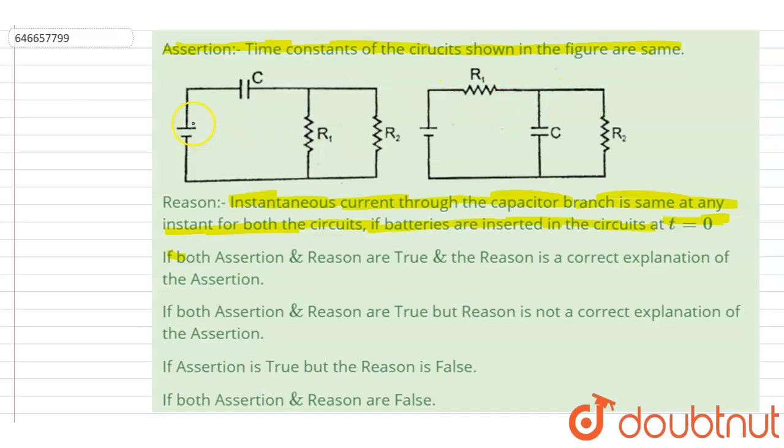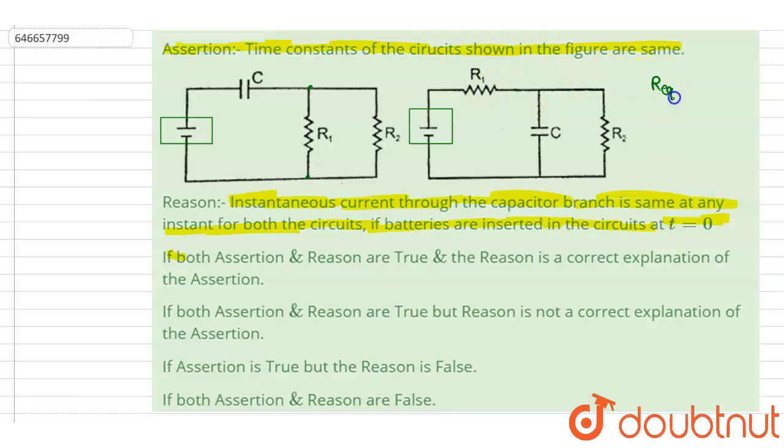So if I calculate the time constant, for that we have to short this battery. So just short this battery. After shorting the battery, you will calculate the R equivalent across this capacitor. If you see, R1 and R2 are in parallel, and since we removed this battery and connected it with a conducting wire, this R1 and R2 is also in parallel.